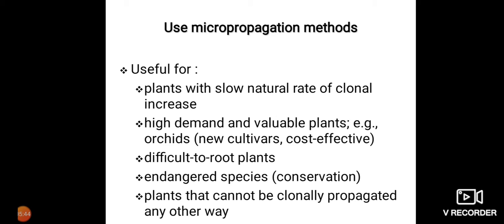So this particular method, we can call it the micropropagation method. It's very useful in the case of plants which have a low natural rate of cloning, meaning multiplication, and in the case of high-demand, valuable plants like orchids. In the case of banana, they are doing it. It is also used for plants that are difficult to root, plants that are endangered species, and even plants that cannot be clonally propagated in any other way. They are being propagated through the micropropagation method.